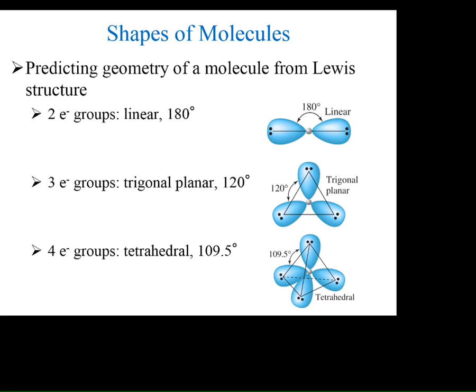What does tetra mean again? 4. What does hedron or hedral mean? You know, like your geometry class, polyhedrons. Sides. Yes, sides. So a tetrahedral has 4 sides. You can see it's got 4 faces on your pyramid. It's called a tetrahedron. Trigonal planar is called trigonal because it's like a triangle, and it's planar. It's a flat triangle, so it's called trigonal planar.